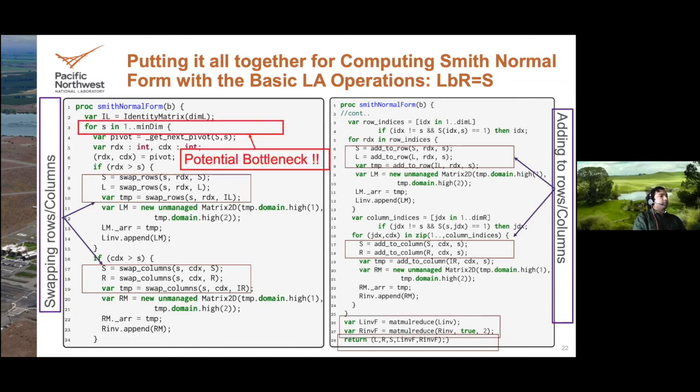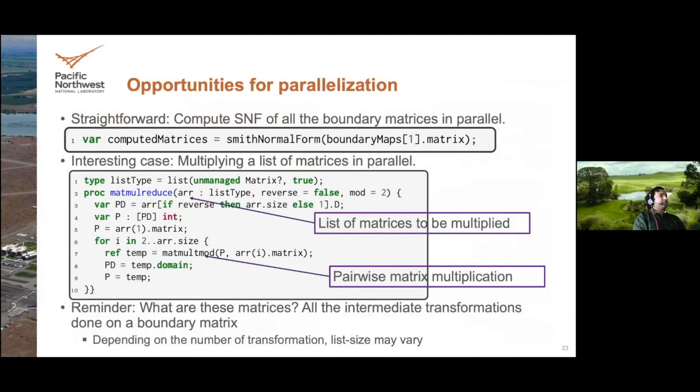So the potential bottleneck here is inherent in the algorithm: based on the dimensionality, it has to be executed sequentially. The opportunity for parallelization is that we can compute this Smith normal form for each of the boundary matrices in parallel. An interesting case would be, how can we multiply a list of matrices in parallel? But there are other options too, which I will talk about a little bit later.